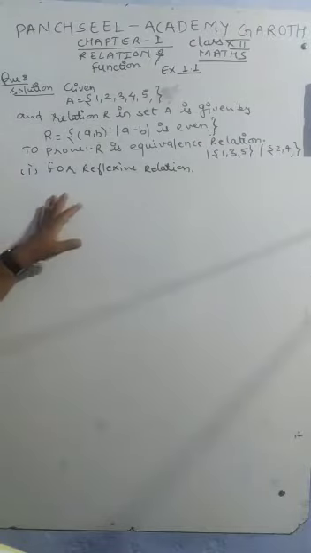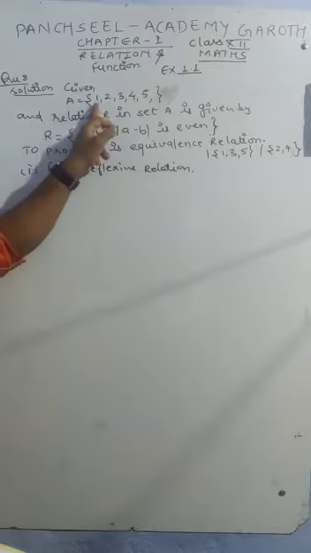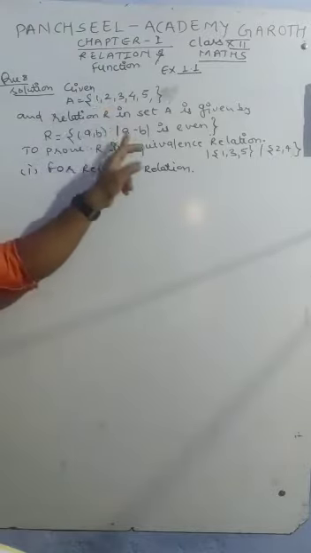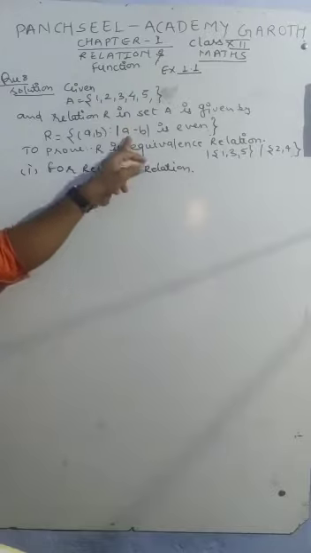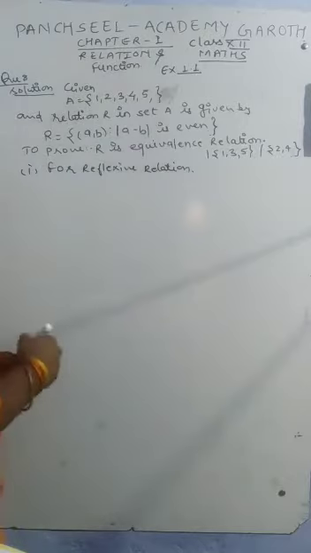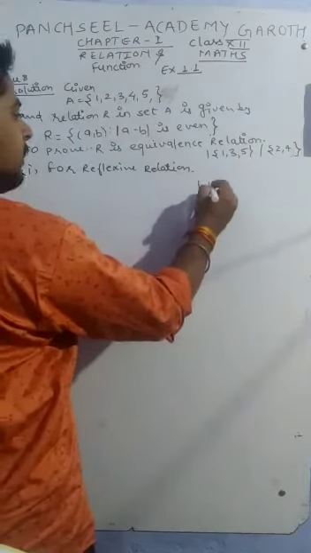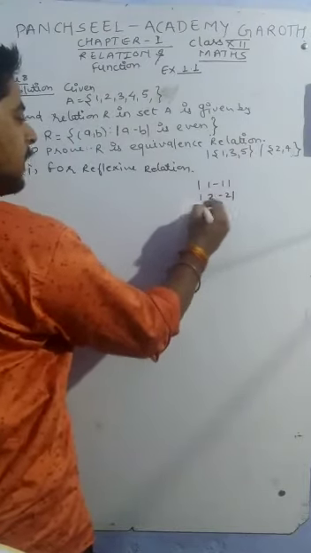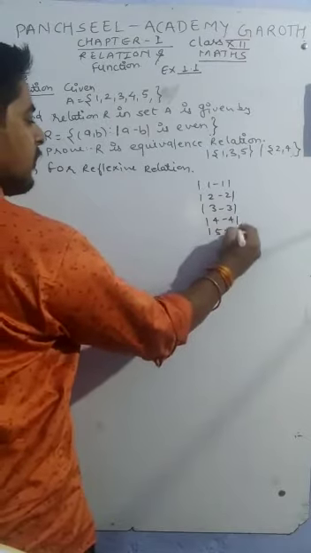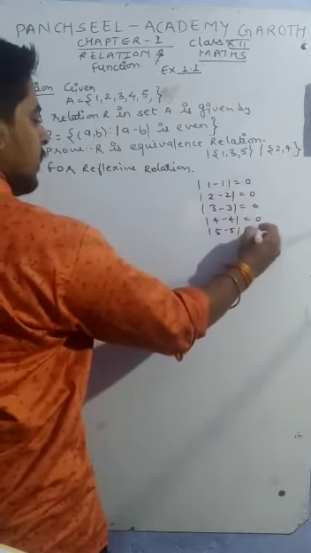If for each element we make the ordered pairs (1, 1), (2, 2), (3, 3), (4, 4) and (5, 5), then these ordered pairs must follow the relation. It means that the modulus of A minus B is even. If we discuss here 1 minus 1, 2 minus 2, 3 minus 3, 4 minus 4 and 5 minus 5, that is equal to 0.